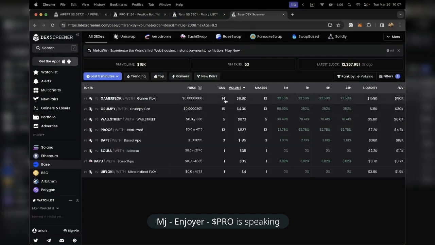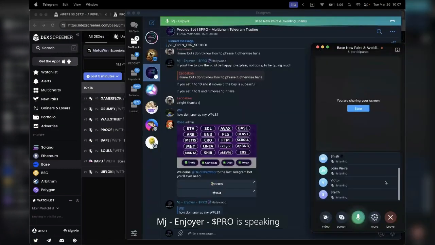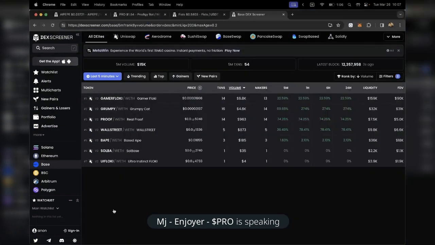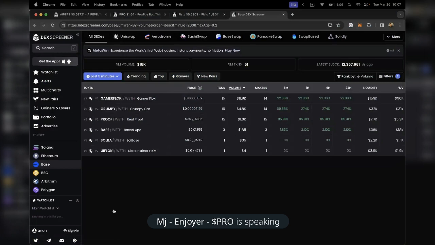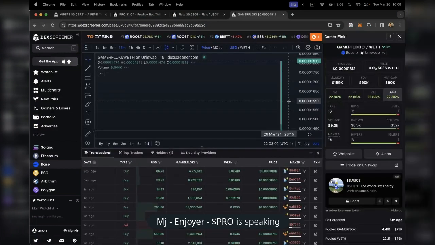I know that this is a rug because there's been 13 buyers. There's $9 grand worth of buys. The market cap is at 90K. Does that make any sense to you? Like that 13 people would spend on average about $700 on a coin called Gamer Floki that just launched a few minutes ago and has 90K on a market cap already. And I'm guessing has no sales. Let's go to it. Okay, here you go.